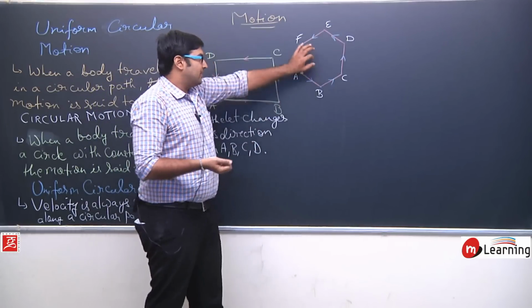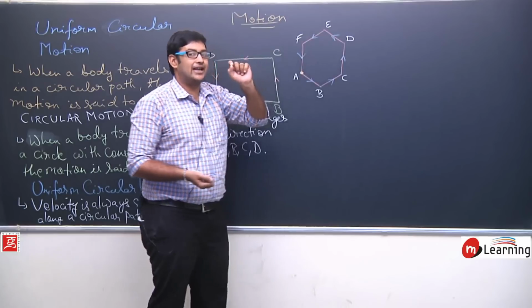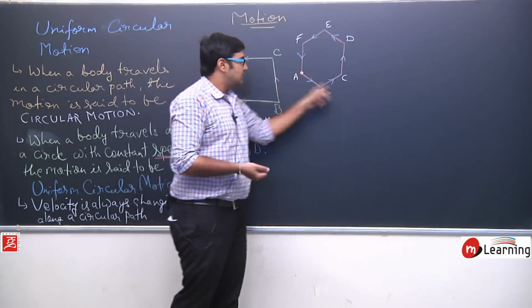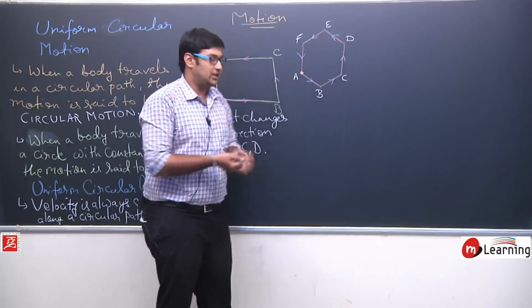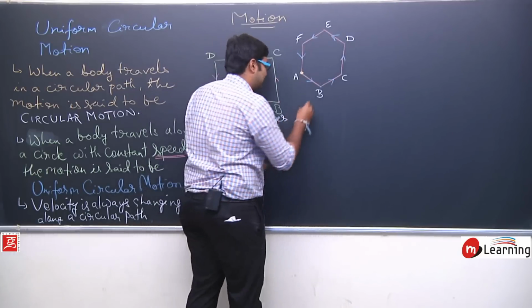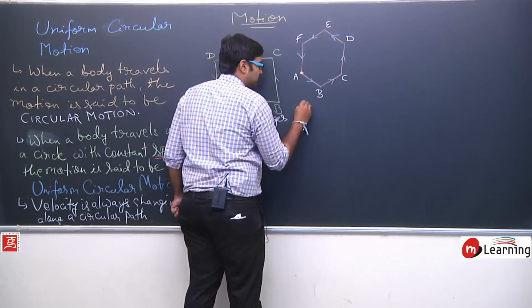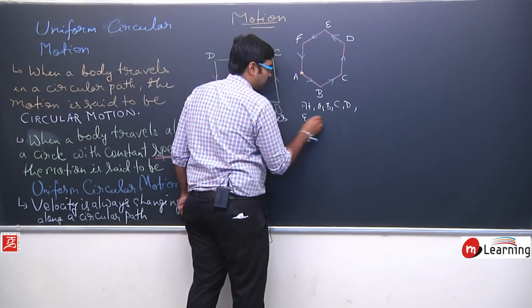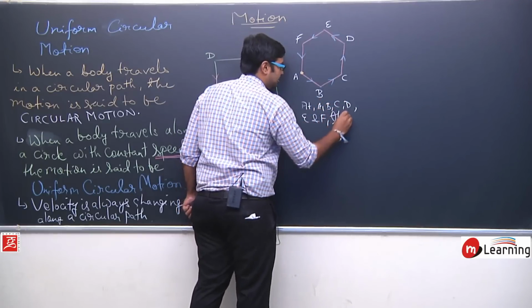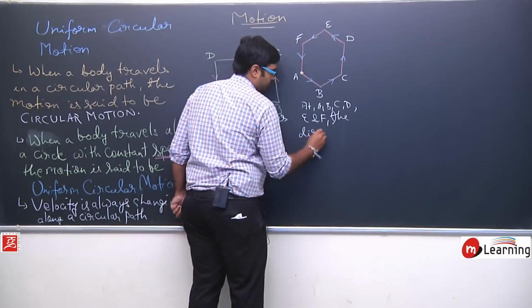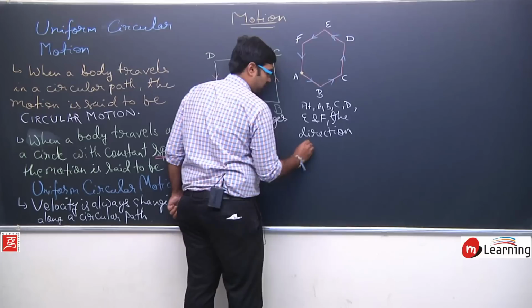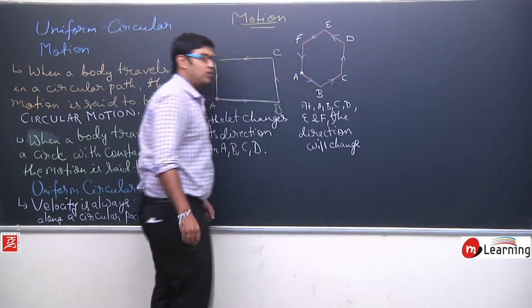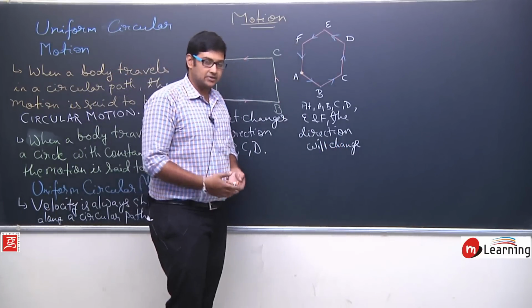So what we can see in this figure, which has 6 vertices, is that the athlete has to change his direction at 6 different points. So here the athlete will change his direction at A, B, C, D, E and F. At these 6 different points the athlete has to change his direction.